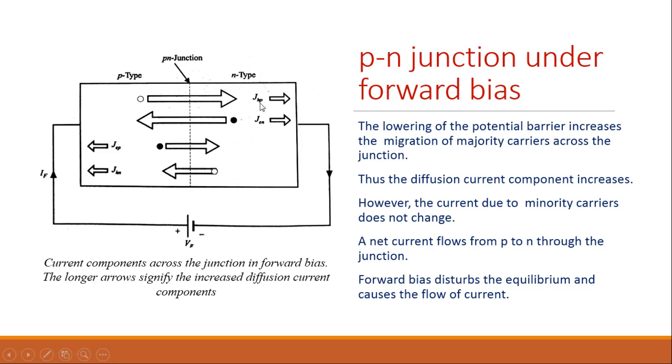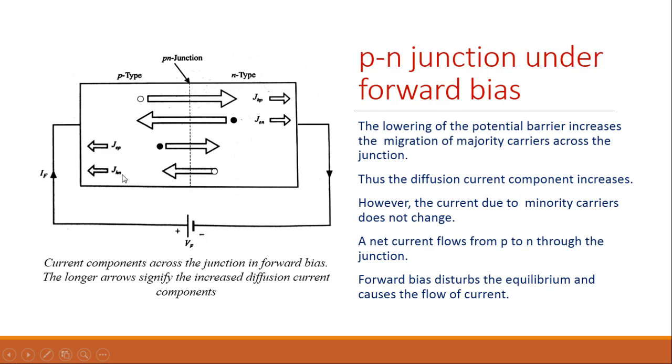You can see JHP is the diffusion current density due to the migration of majority holes from P to N region. JEN is the diffusion current density due to the migration of majority electrons from N to P region, but you can see the direction of both the currents is the same and this causes a net current flow through the junction in forward bias.